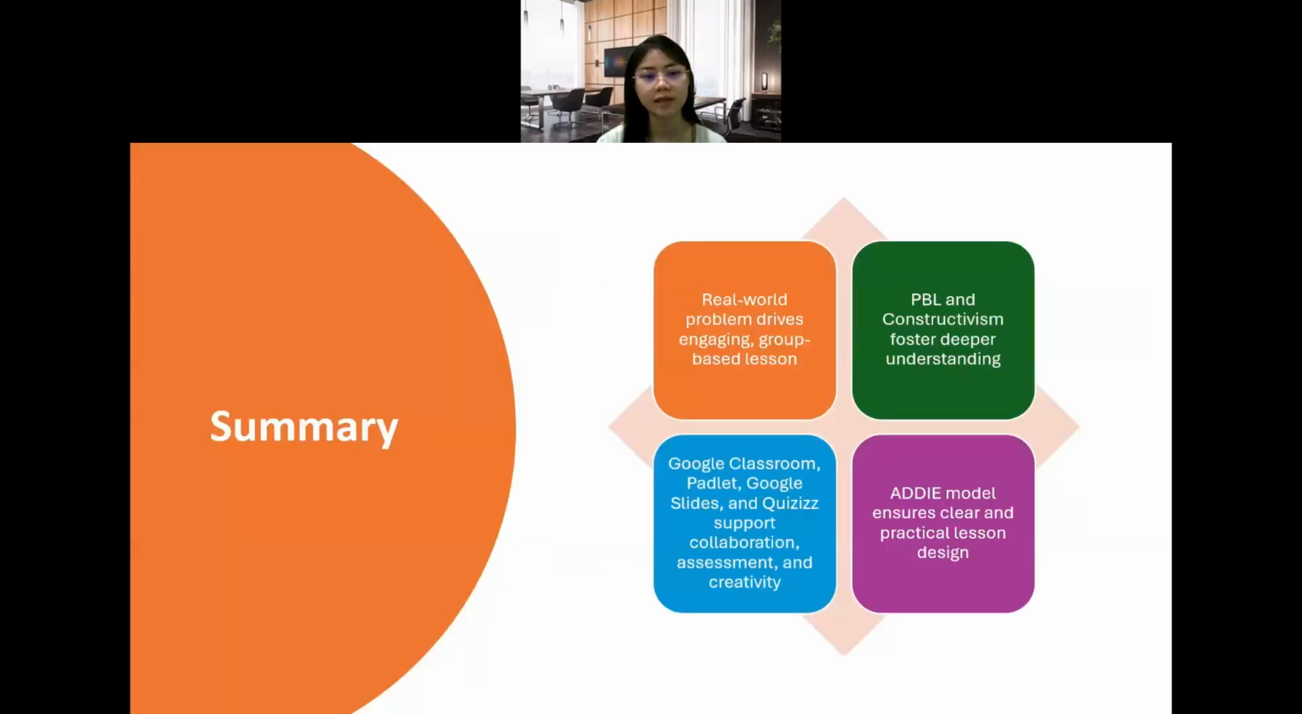To summarize, the innovative learning environment that we designed follows constructivism theory and uses problem-based learning to foster deeper understanding through real-world problems. We use various technology tools and design our lesson by following the ADDIE model to ensure a clear and practical lesson design.